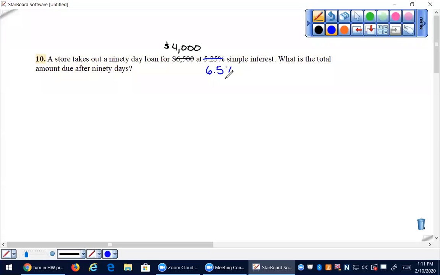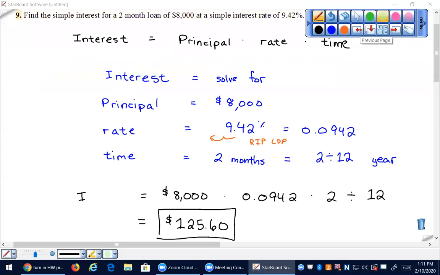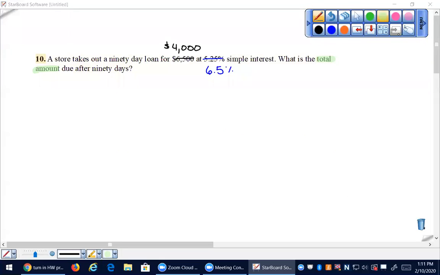So what's the total amount? And I'm going to highlight total amount because the previous one asked just for the interest. And that's great because the formula spits out interest. But this one asks for total. So I'm going to get not only an interest, but I have to add back on the principal when I'm done, just because it asked me to.